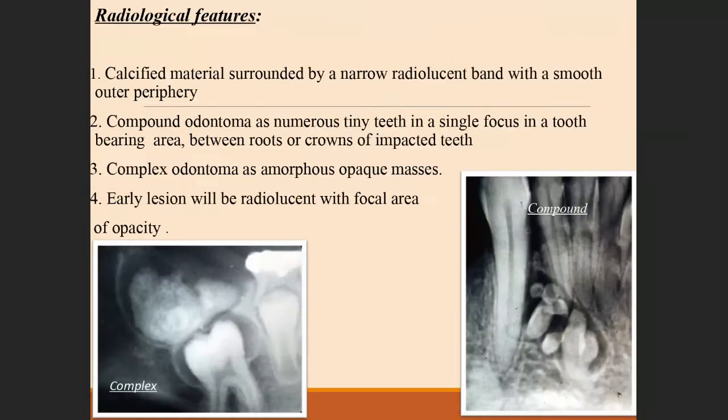Now, when you take a radiograph, what do you expect? In the compound type, I told you, you can see rudimentary tooth-like structures. Here, in this particular radiograph, you can see a sac, a radiolucent area, inside which you can see many small tooth-like structures. In the second one, you can see the tooth is impacted, and above that you can see a radiopaque mass. Radiographically, some books describe the compound type as a bag of marbles, like a bag inside which you have many white marbles. It's exactly like that, like a sack with a lot of teeth inside.